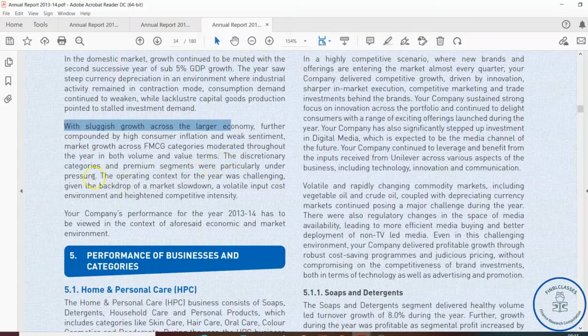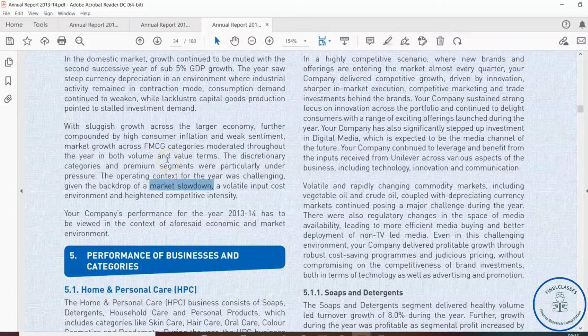Then they say the discretionary categories and premium segments are particularly under pressure. So there are some hiccups in the specialized areas, premium segments, where they feel a little bit of lower sales. This has to be seen. Then the operating context for the year was challenging, given the backdrop of market slowdown. They say there is an economic slowdown, a volatile input cost environment, and heightened competitive intensity. These are also difficulties they are facing, the small factors that the company has to regulate.